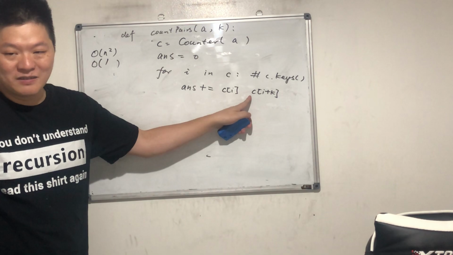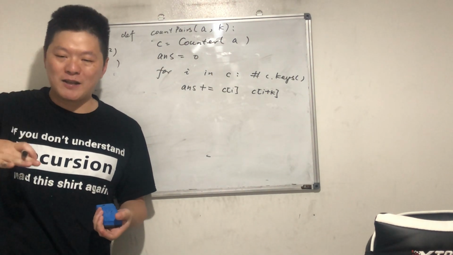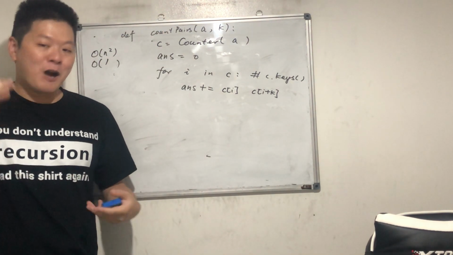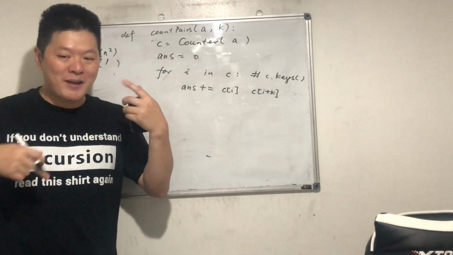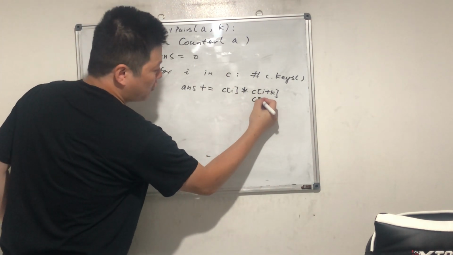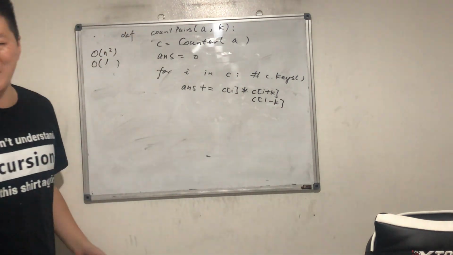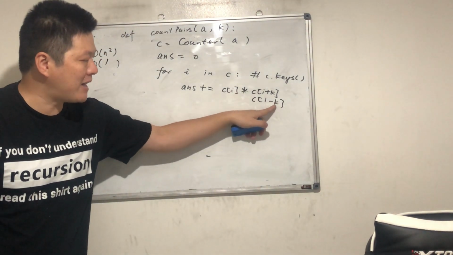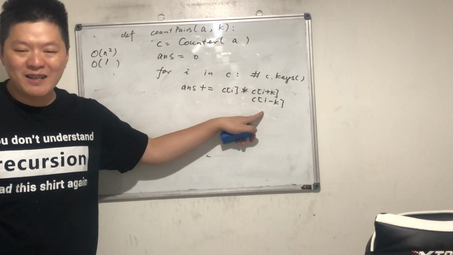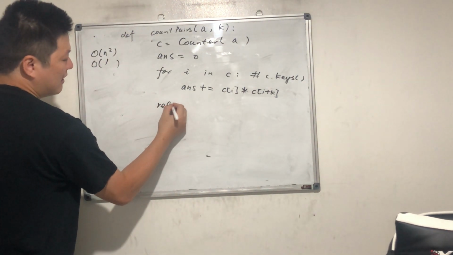What was I talking about? The number 1 appears 2 times, the number 2 appears 2 times. So how many pairs? We multiply them together. You can also make it C[i - k], it's the same, because i minus k has distance k to i. And then return the answer.